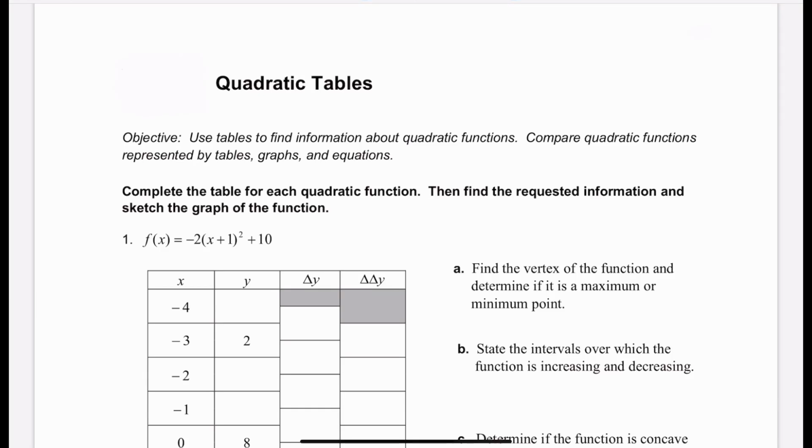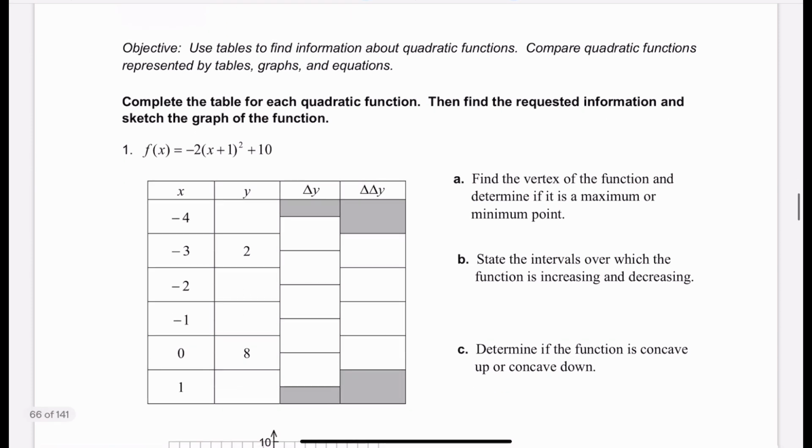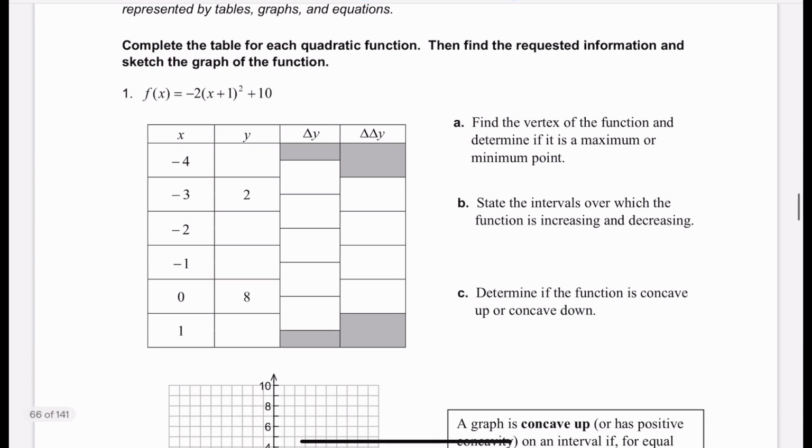Today we're looking at quadratic tables. Our objective is to use tables to find information about quadratic functions. We're going to compare quadratic functions represented by tables, graphs, and equations. So let's start by completing the table for each quadratic function. Then we're going to find the requested information and sketch the graph of the function.